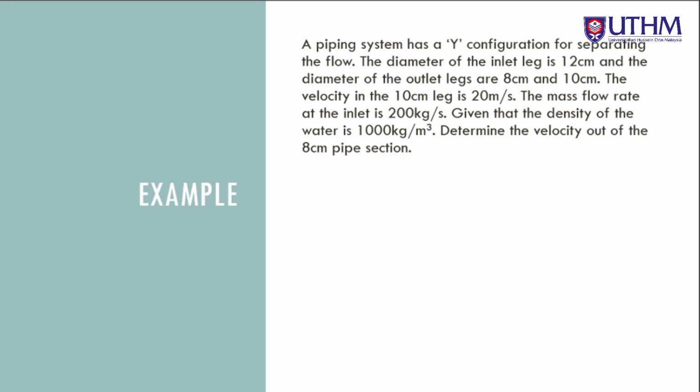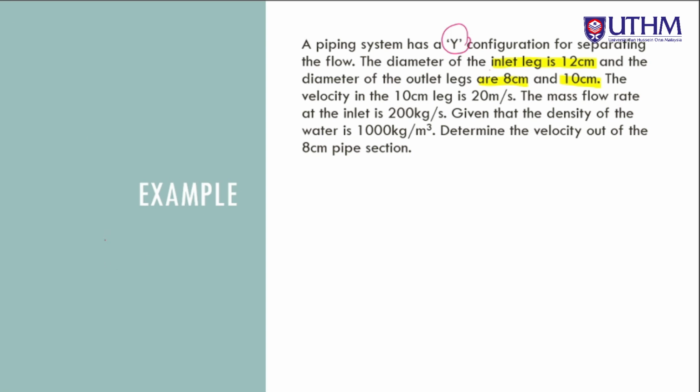Okay, what goes in sama dengan apa yang keluar juga. So a piping system that has a Y configuration. Okay, dia kata kat sini Y configuration for separating the flow. Okay, so kita consider saya lukis sikit lah, Y set. Nak kena tahu juga yang mana inlet yang mana outlet kan. So given the diameter of the inlet is 12 cm and the diameters of the outlets are 8 cm and 10 cm. So kita tahulah inlet dia satu, outlet dia dua.